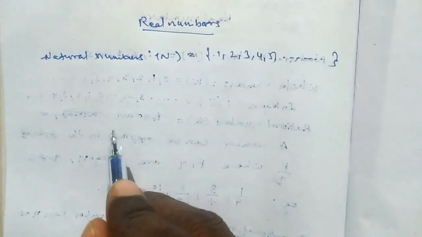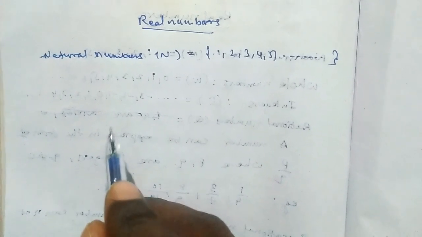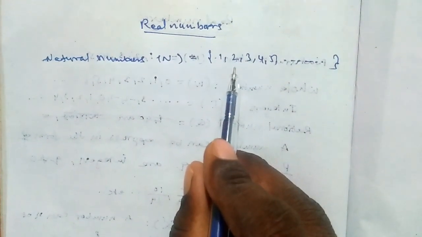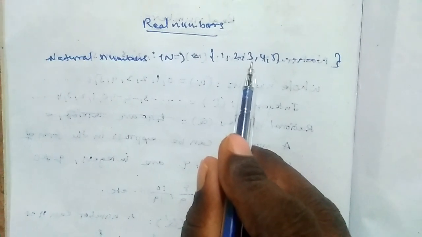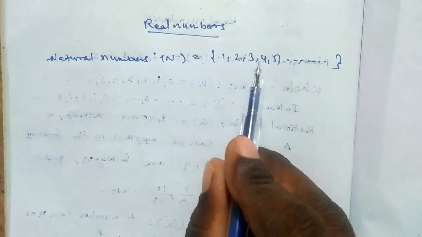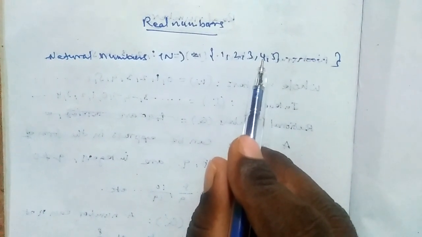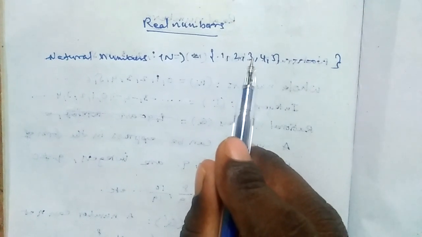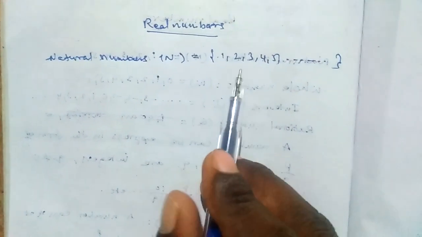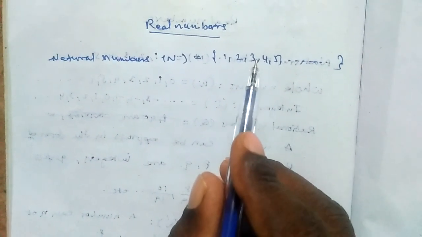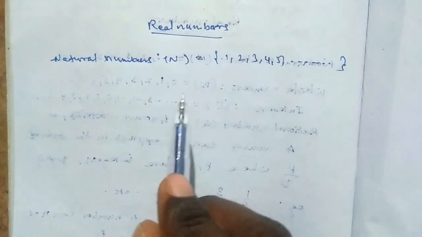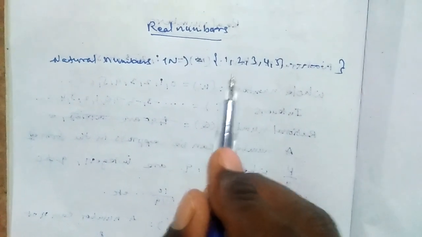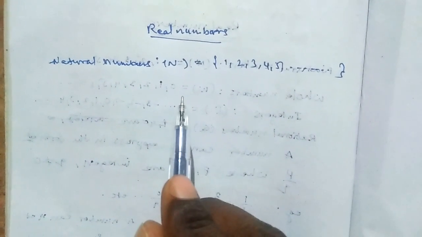What is the smallest number in natural numbers? 1. If I add 1 to 1, I get 2. Again, I add 1 to 2, I get 3. Again, I add 1 to 3, I get 4. When we add 1 to a number, we get the successor. For example, I add 1 to 3, I get 4. 4 is the successor of 3. Any number you take, you add 1, you get the next number, that is called the successor.